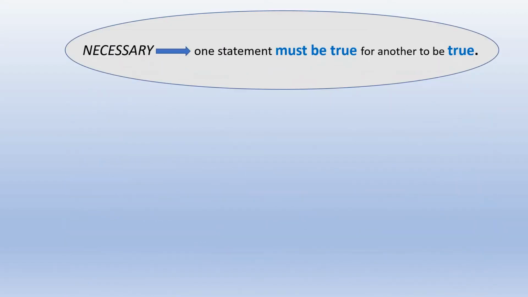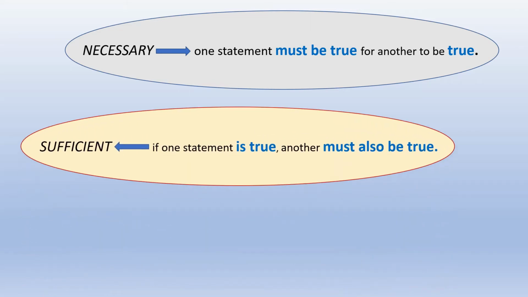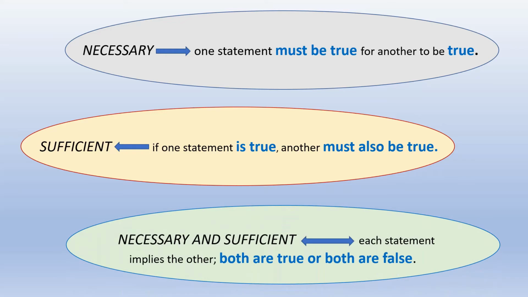Let's just review the basic terms. A necessary condition is where one statement must be true for another to be true. A sufficient condition happens if one statement is true, then another must also be true. And finally, necessary and sufficient conditions is where each statement implies the other. Both are true or both are false.